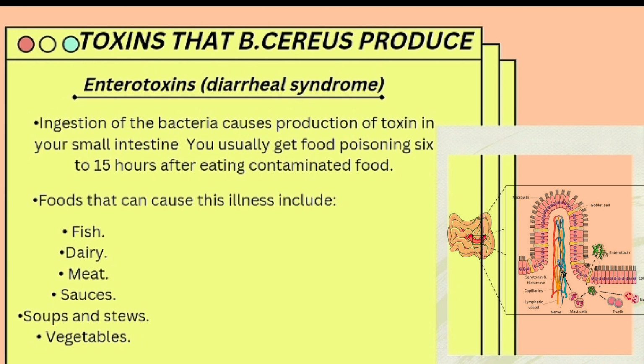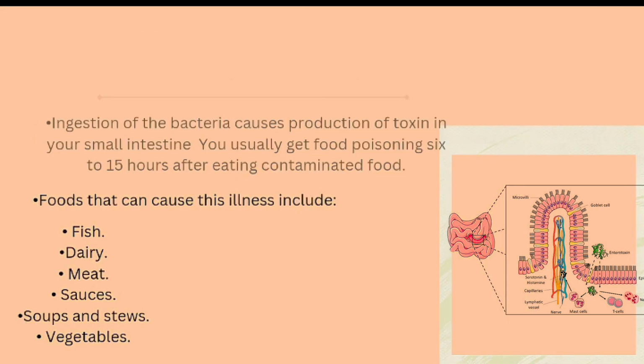Ingestion of the bacteria causes production of toxin in your small intestine. You usually get food poisoning 6 to 15 hours after eating contaminated food. Foods that can cause this illness include fish, dairy, meat, sauces, soups, stews, and vegetables.